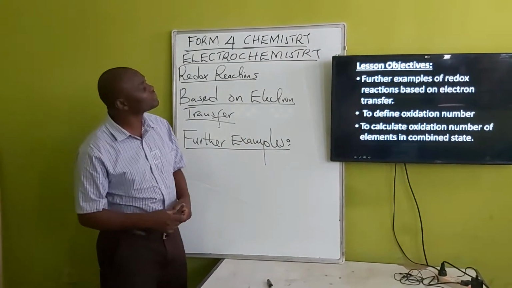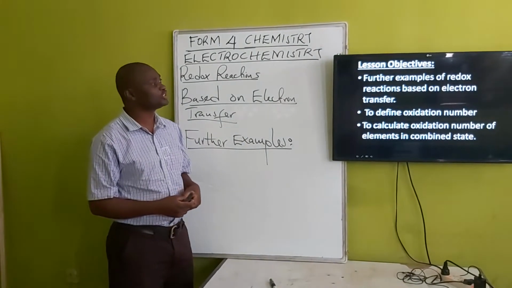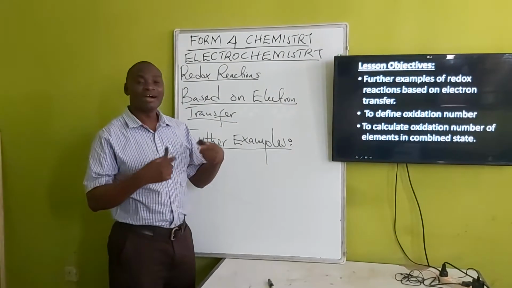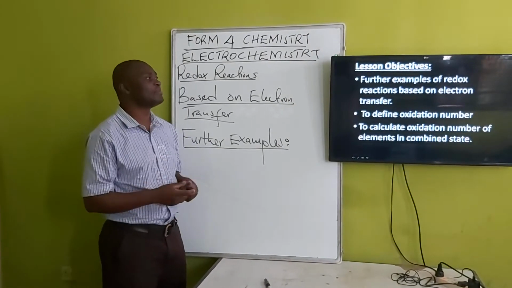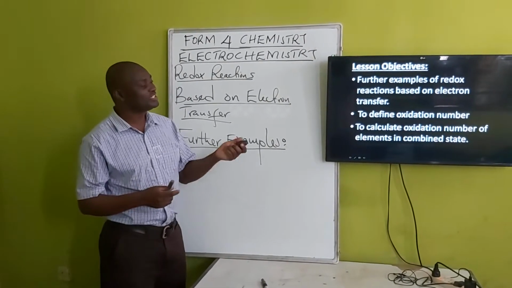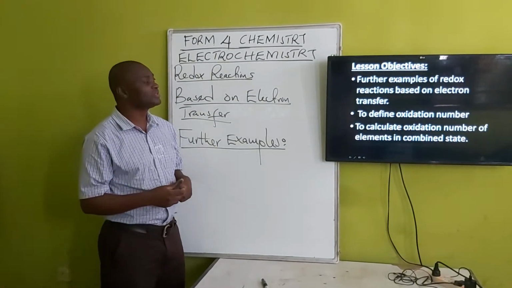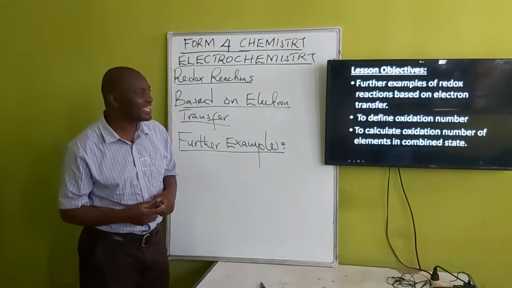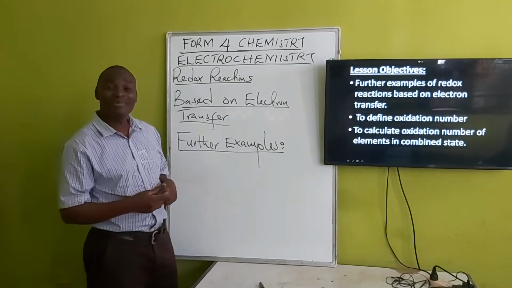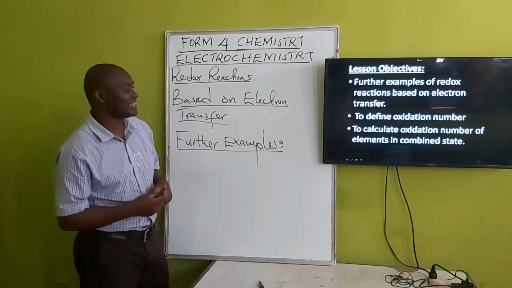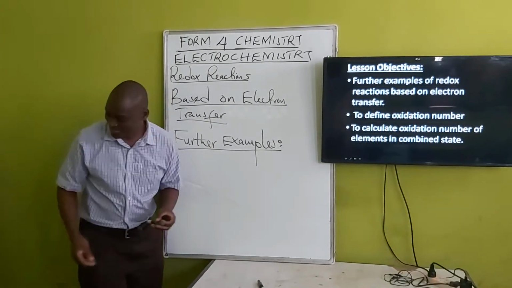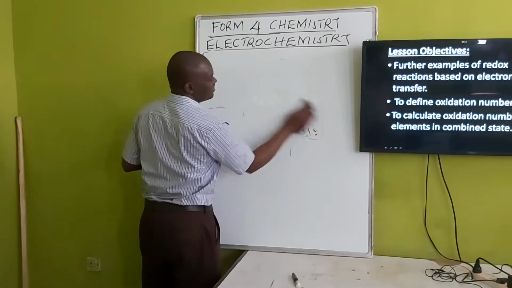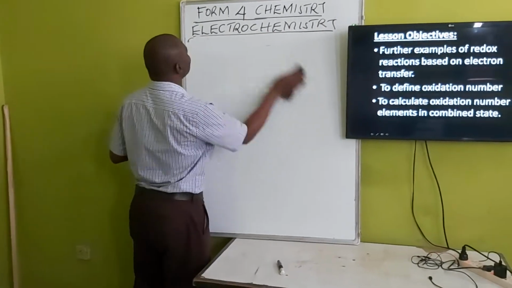The objectives of our lesson today: one, at the end of this session, we should be able to give further examples of such reactions. Two, you should be able to define oxidation number. And three, you should be able to calculate oxidation numbers of elements in combined state. So let us move on with our third example on redox reactions.